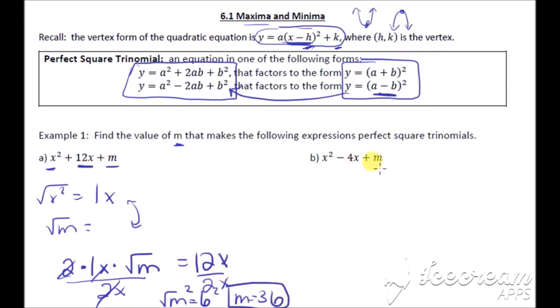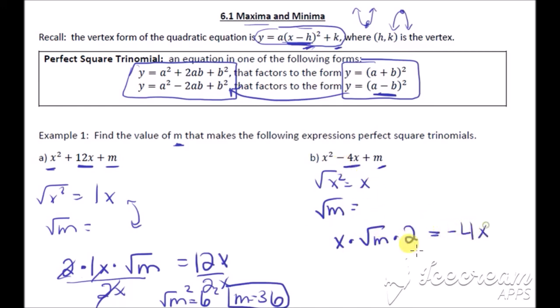And then the next one, same thing. If we root x squared, we get 1x. If we root m, we just get root m. But we know that middle term is comprised of the root of the first term times the root of the last term times 2. So that expression is going to be equal to negative 4x, and we are going to divide by 2x. Those go away. So we have root m equals negative 2, and then we can square both sides. We get m equals 4 in this case.